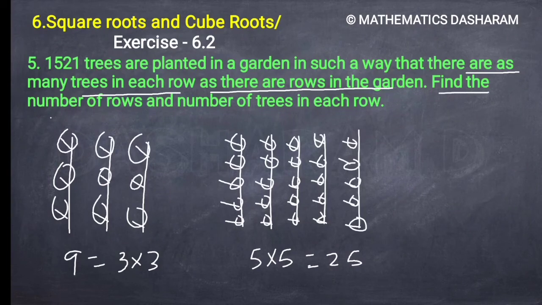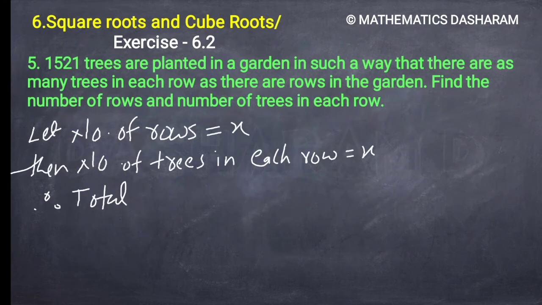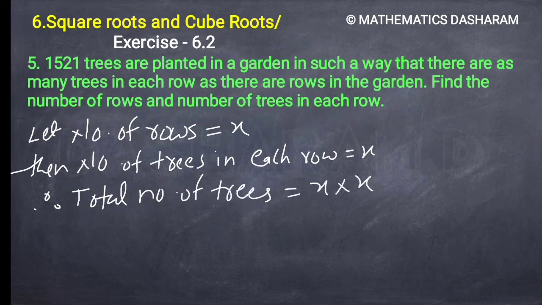So here also what is asking? Find the number of rows. For example, I am selecting the number of rows as x, and the number of trees in each row, how many trees will be there in each row? Number of rows, so x. So x into x equals to total number of trees. It is equals to what is the answer given in the question? 1521.